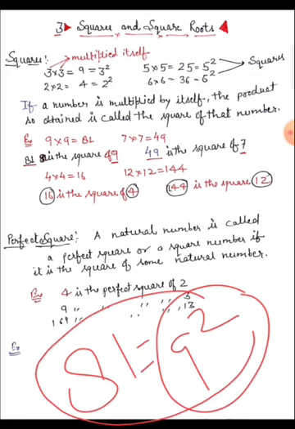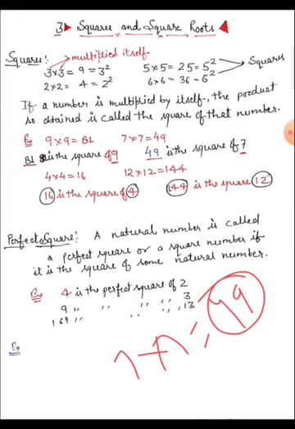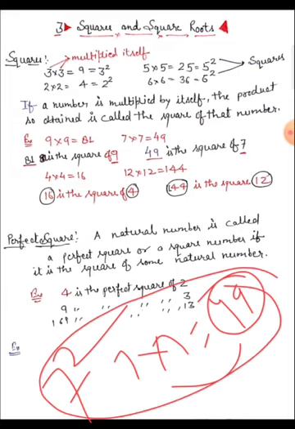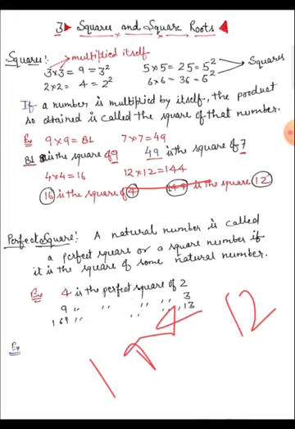This is the meaning of square. What is square? When any number is multiplied by itself 2 times, the product is called the square of that number. We have many more examples, like 7 multiplied by 7, which gives 49. So 49 is the square of 7, that is 7 power 2. Similarly, 144 is the square of 12. When 12 is multiplied by itself 2 times, we get 144. So these are squares.